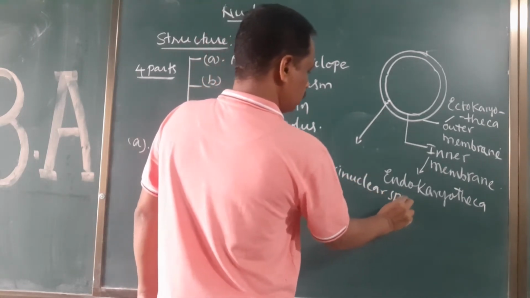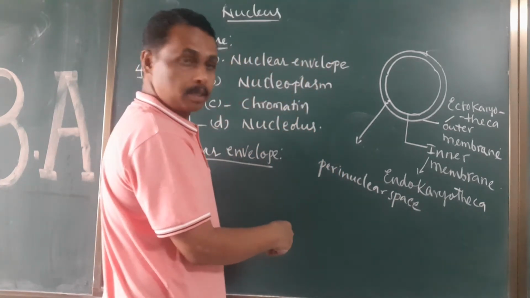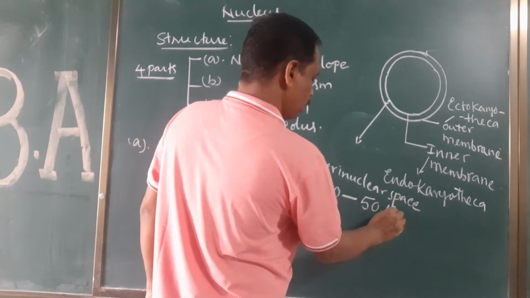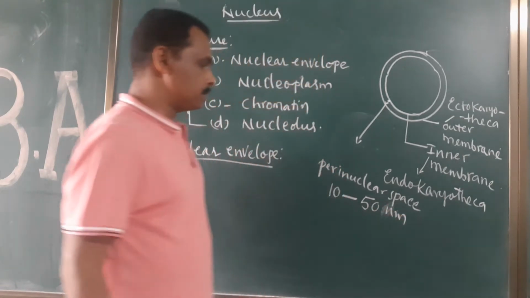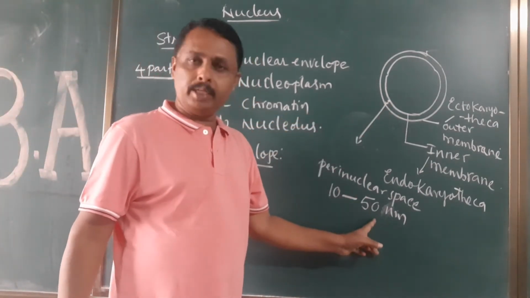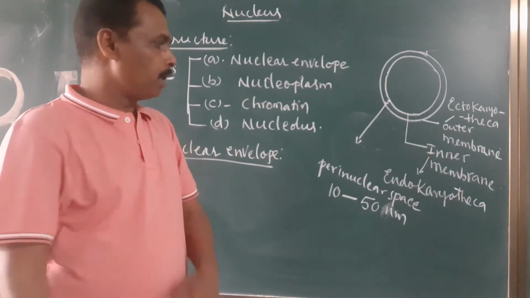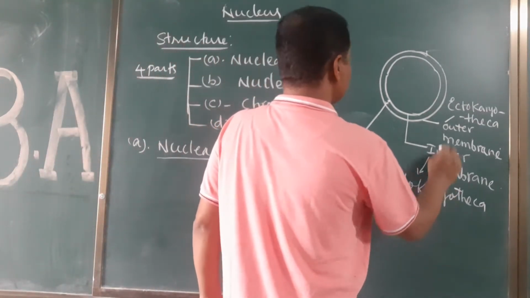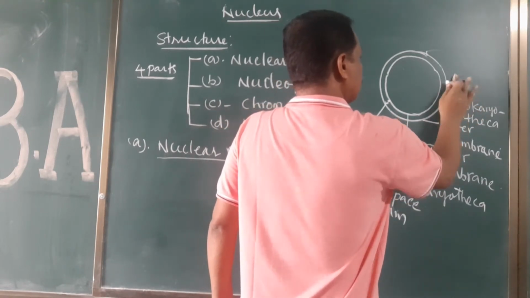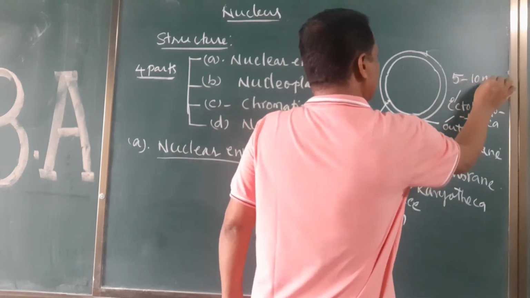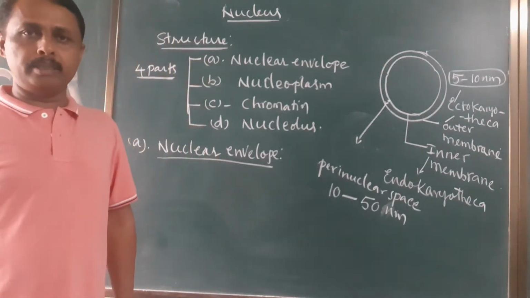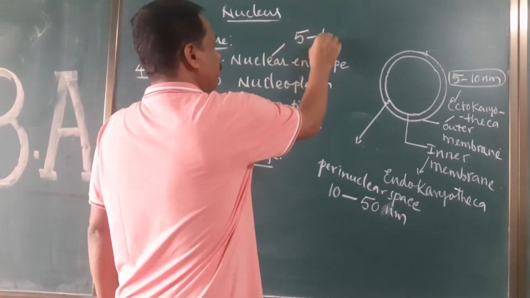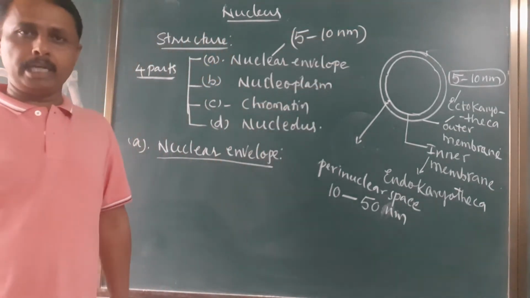The peri-nuclear space is measured about 10 to 50 nanometers in size. And the thickness of each nuclear membrane is about 5 to 10 nanometers. Means the thickness of this nuclear envelope is about 5 to 10 nanometers.